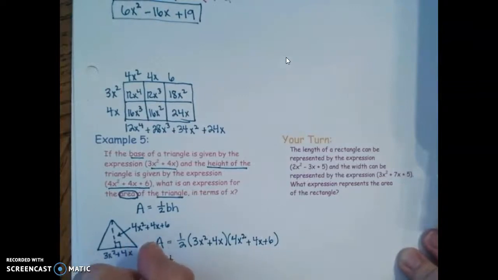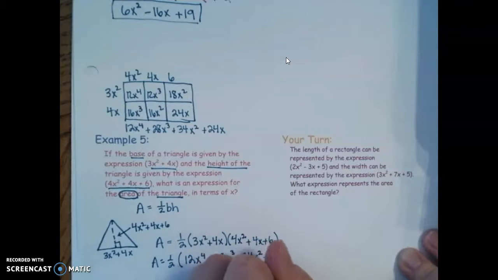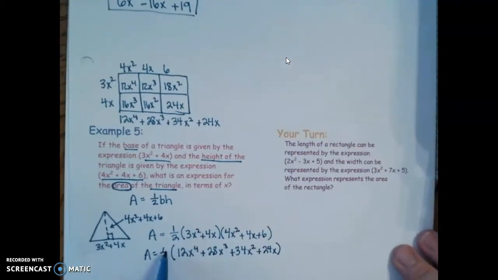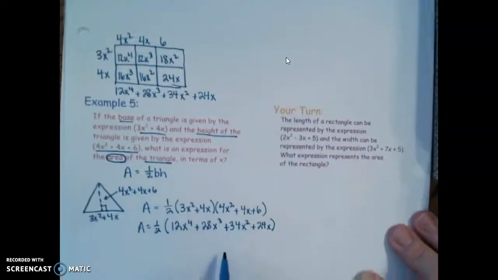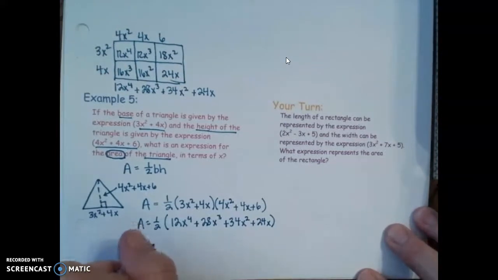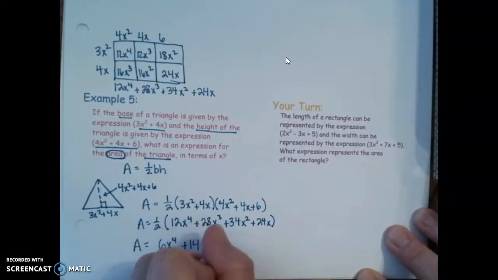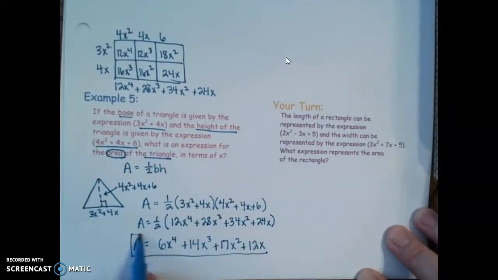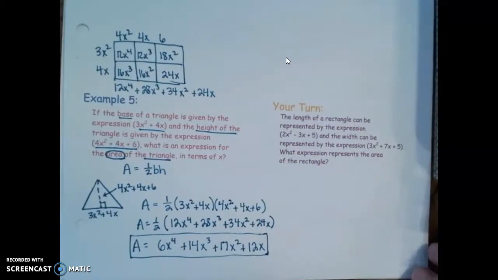So down here we're going to have 1/2 times, now we can replace all of this with what we got when we used the box. You could distribute, and you should have gotten the same thing. So now you want to distribute that 1/2, and it's going to be easier because we're taking half of all these even numbers. So our area would then be 6x to the 4th plus 14x to the 3rd plus 17x squared plus 12x. So that's how you would represent the area.